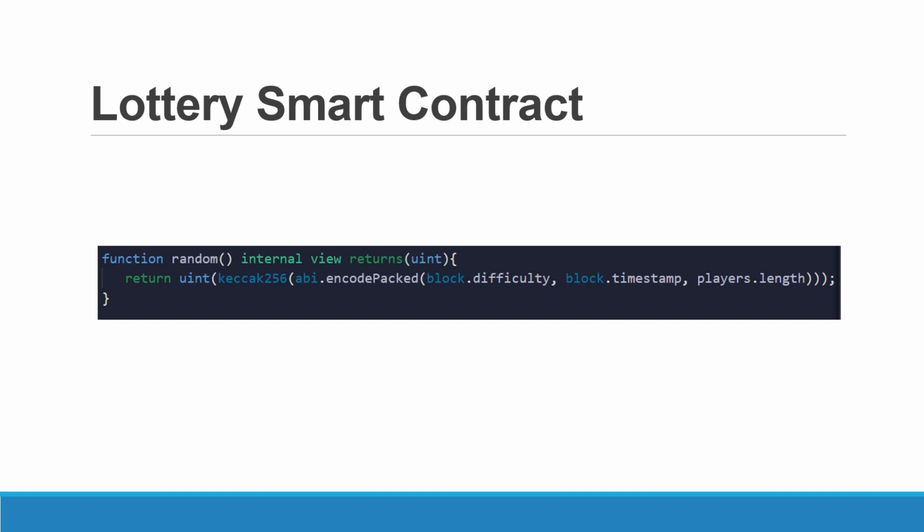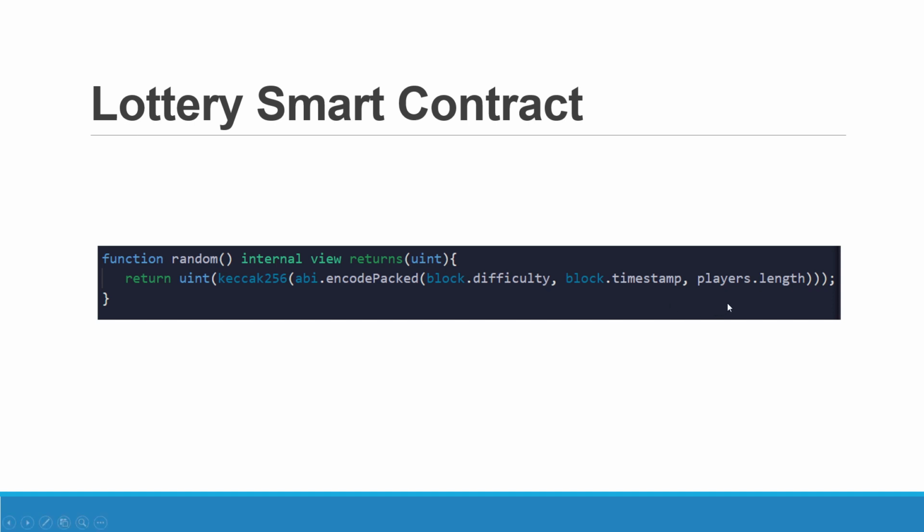So let's say you want to be a part of this lottery smart contract, and a miner is also participating in this lottery smart contract. By manipulating this block.timestamp, the miner can easily win this lottery. And I hope nobody wants to be a part of a lottery where the results are already predictable, right?